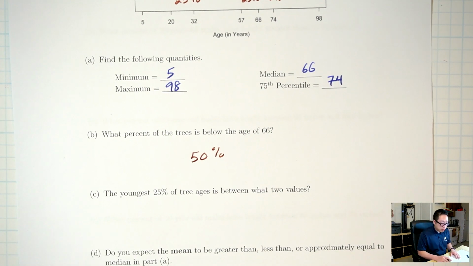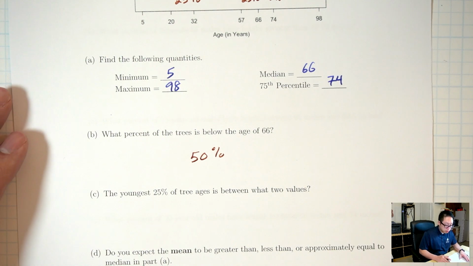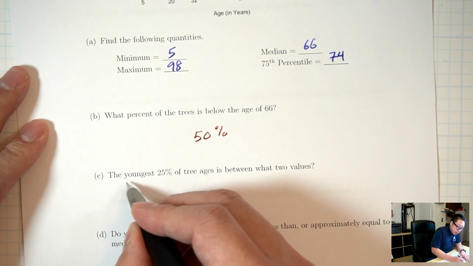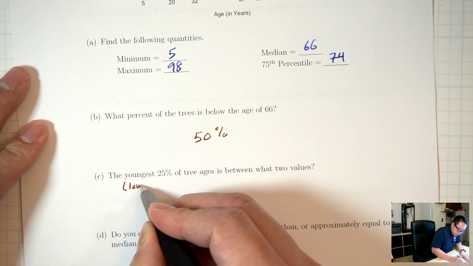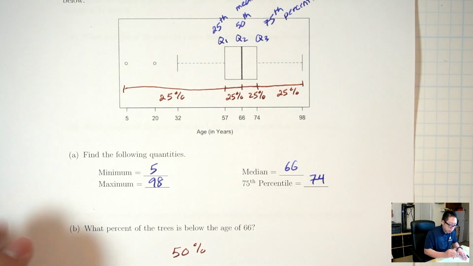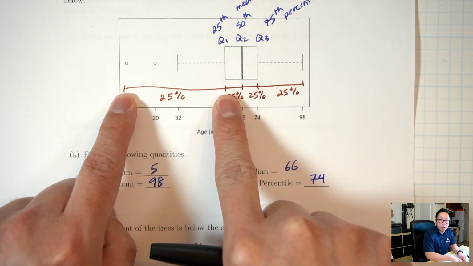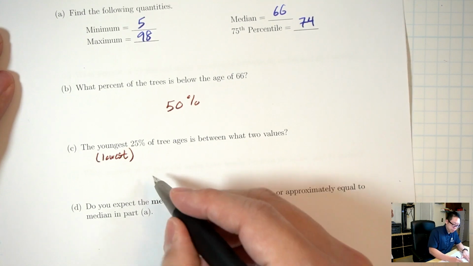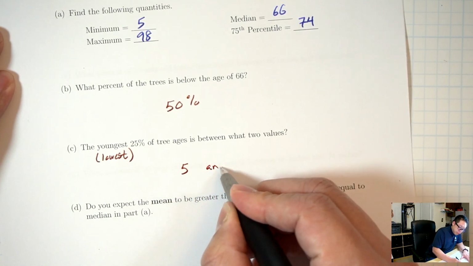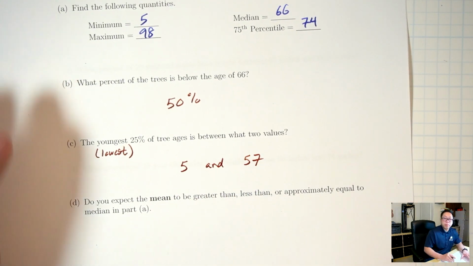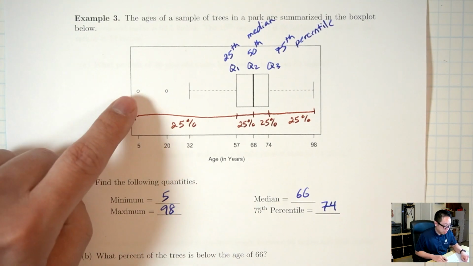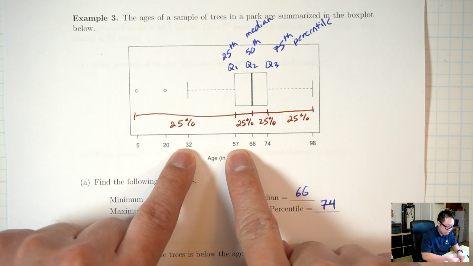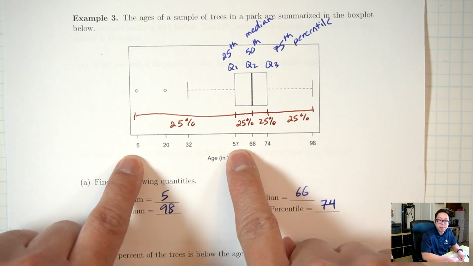The youngest 25% of the trees is between what two ages? So youngest meaning the lowest 25%, right? The lowest 25% is this, which is between 5 and 57. Okay, so once again, don't throw away the outliers, right? So don't get tricked and say 32 and 57. It's actually 5 to 57.